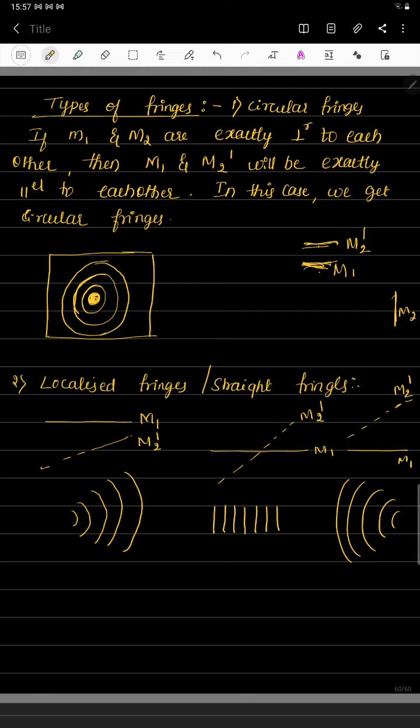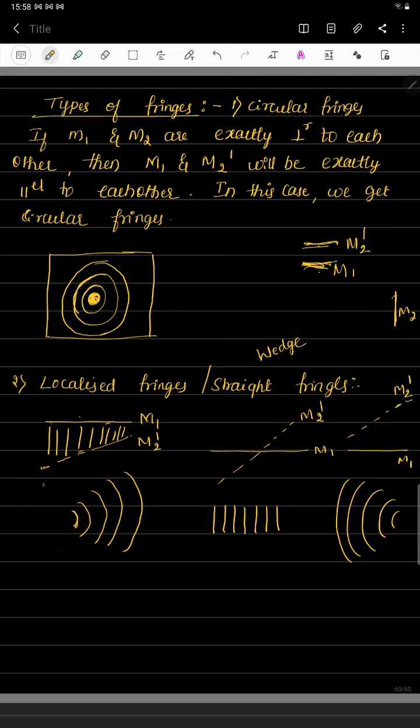So if this is the case, then the air film in between M1 and M2 dash will be of wedge shape. This is of wedge shape, meaning of variable thickness. So if this is the case, then look at the figure here. In the first case, M1 is exactly straight and the image of M2 is a little bit inclined. So in between M1 and M2 dash, an air film of variable thickness is there. So the thickness of the air film is variable. If this is the case, then the kind of fringes you are going to get is like this.